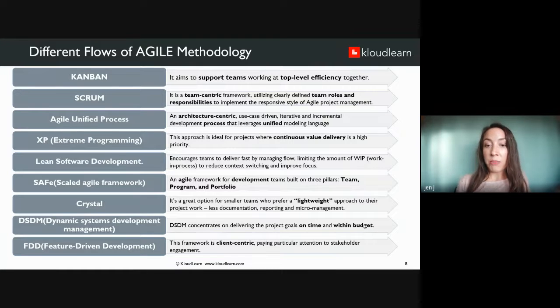Crystal is a great option for smaller teams who prefer a lightweight approach to their project work, less documentation, reporting, and micromanagement. DSDM, or Dynamic Systems Development Management, concentrates on delivering the project goals on time and within budget. FDD, or Feature-Driven Development, is client-centric. This pays particular attention to stakeholder engagement.